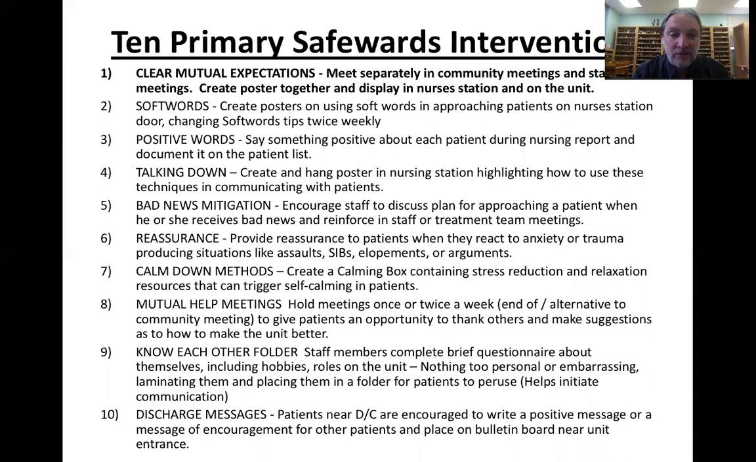Calm down methods involves the creation of a calming box. Other places have also used a cart where there are items that person can use to reduce their stress level when they are in that agitated, maybe pre-violent state. Mutual help meetings are meetings that happen once or twice a week, giving patients more opportunity to talk, specifically to thank people for helping them in any way, and also to provide suggestions about how to make the unit better, how to prevent violence, and so on.